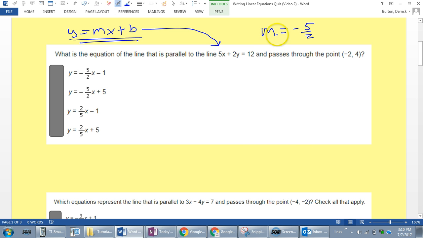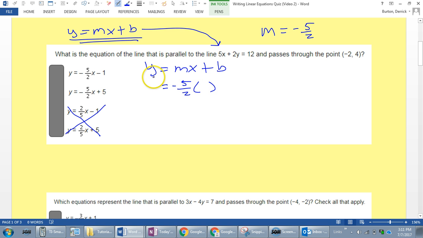We know the slope, now we need to find the y-intercept. It'll either be A or B. Right, that's a good point. So we know it has to be negative 5 over 2, so we know it can't be any of these. So basically we just need to figure out what the y-intercept is. Just like last time, I'm going to take my y equals mx plus b, and substitute in everything. So the slope, of course, is negative 5 over 2.